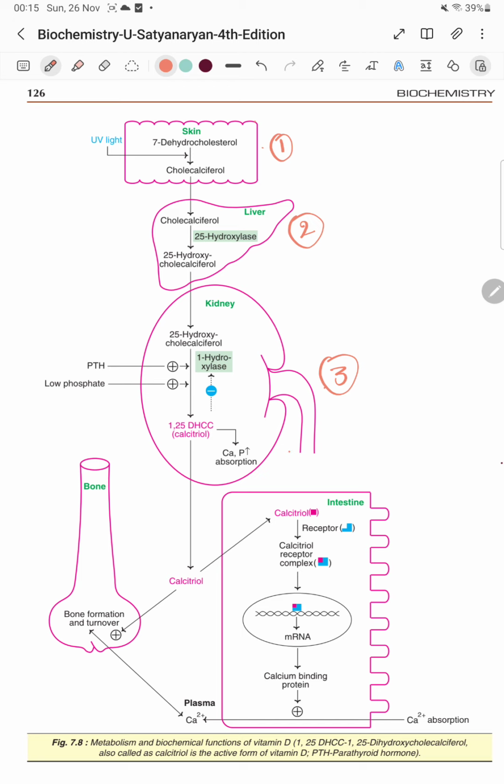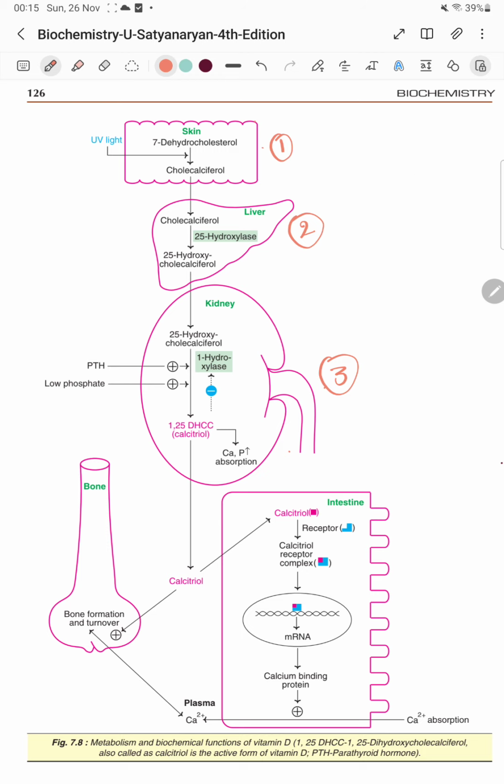Now in an overview, in a nutshell, the function of vitamin D has only one, which is calcium regulation. So in our body, calcium regulation will be mediated by vitamin D. The one and only function of vitamin D is calcium regulation only. So for the calcium regulation, we need vitamin D. So now we're gonna see how vitamin D is getting synthesized in our body.